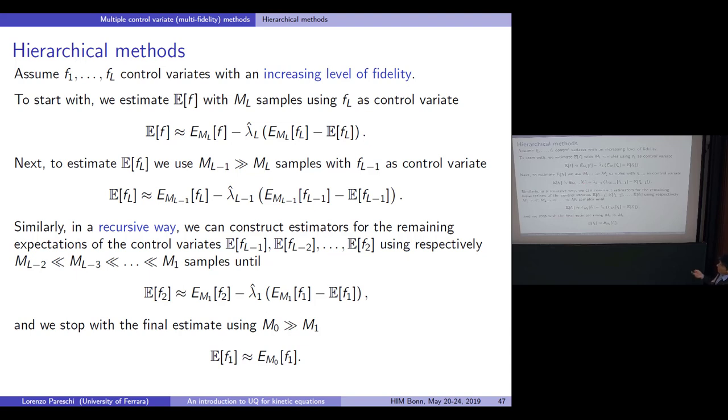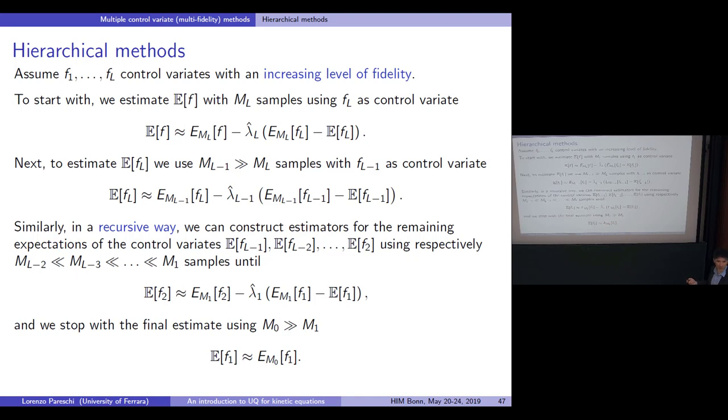So now the thing is completely clear, no? Now we play this game in a recursive way: in order to estimate the expectation of FL minus 1, we're going to use FL minus 2 as control variate. We go all the way down, and we stop with the final estimate, where, of course, when we reach the model with the lowest level of fidelity, there is nothing more that we can use as control variate. So for that model, we're going to just compute the Monte Carlo estimate of its expectation. Of course, since this one is the cheapest, the number of samples that I'm using is the largest.